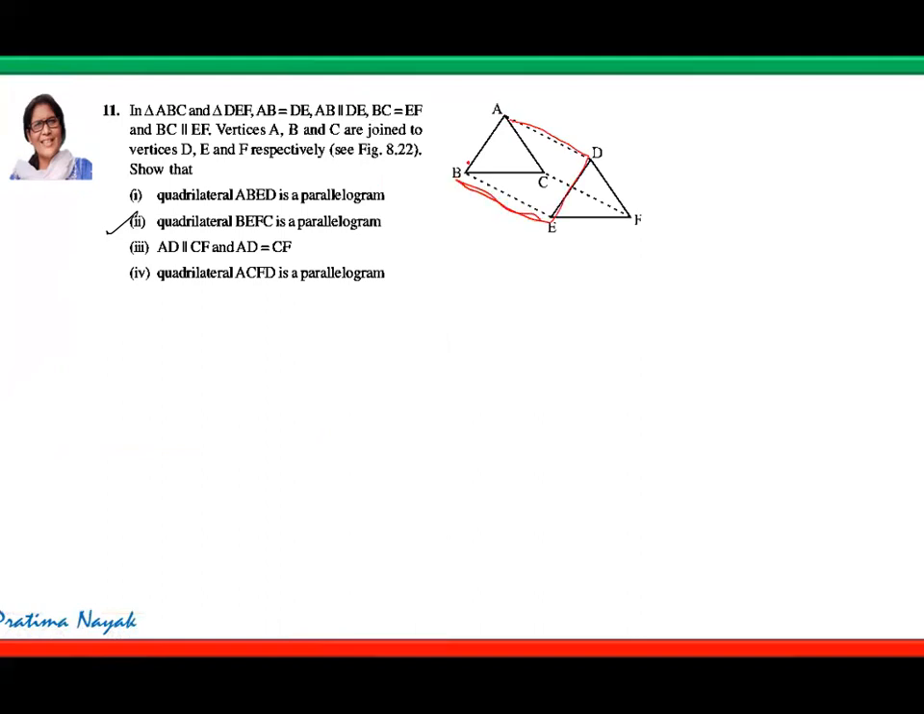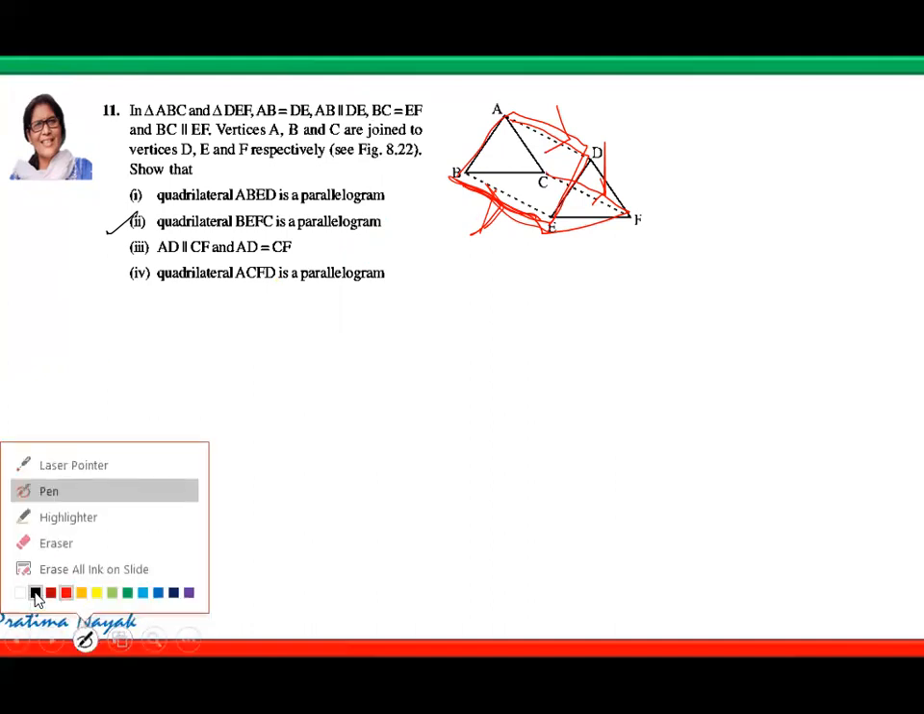ABED is a parallelogram, and we have already proved that BEFC is a parallelogram. That means side BC, once it is parallel to AD, BC once it is parallel to CF. So AD will be parallel to CF. And when AD is parallel to CF and both are equal to your AD, they will be equal. Let me write, then it will be understood better.